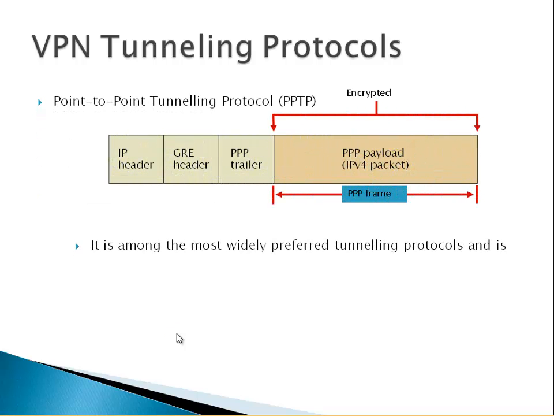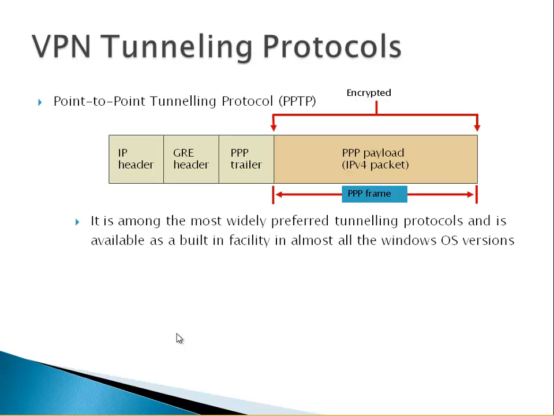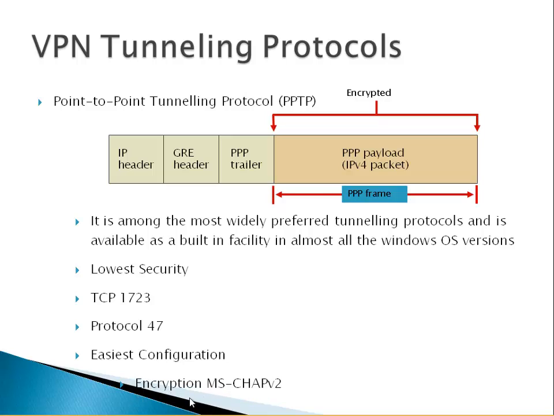PPTP is among the most widely preferred tunneling protocols, and it's available as a built-in facility in almost all Windows operating systems. Now, it has the lowest security. It doesn't use any certificates. It's very easy to configure. It uses TCP port 1723 and protocol number 47. Easiest configuration. For encryption, it can use MS-CHAP version 2 or MS-CHAP.